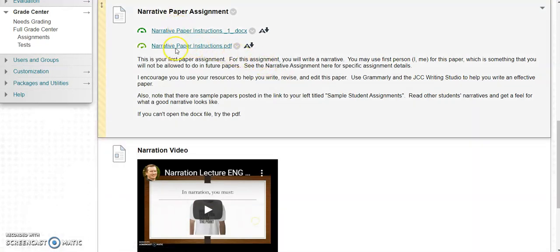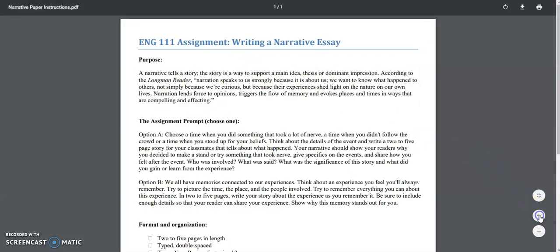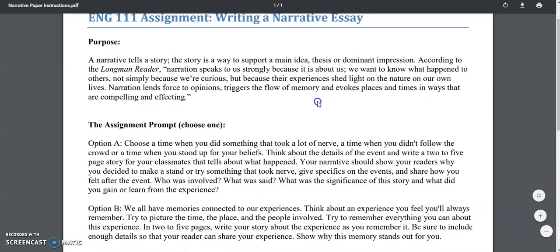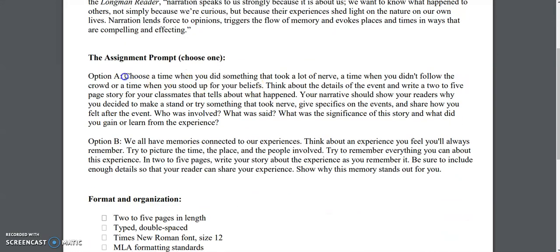If you want, you can download either one of these. This is the narrative essay. The goal is basically to write a story about something that really happened to you, and you can choose one of these prompts. Choose a time when you did something that took a lot of nerve, a time when you didn't follow the crowd, or a time you stood up for your beliefs. You're thinking about the details we've learned about description, the significance of the story, and what you gained or learned from the experience.